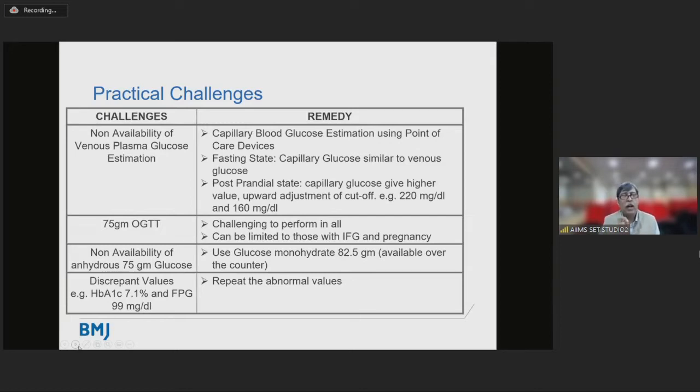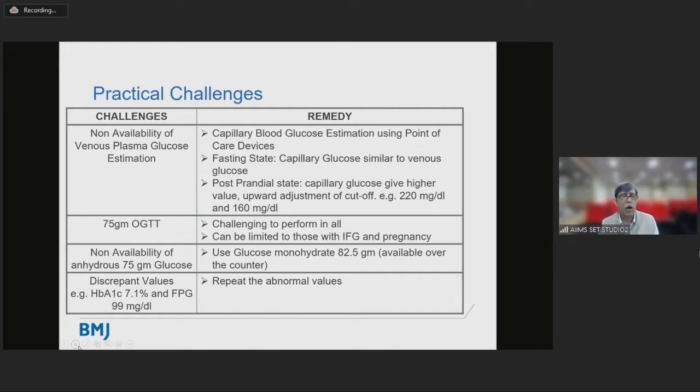In contrast, in the postprandial state, the capillary glucose gives a slightly higher value, and we therefore need an upward adjustment of the cutoff, right? So instead of 200 milligrams per deciliter for the diagnosis of diabetes, it becomes 220. And instead of 140 milligrams per deciliter for the diagnosis of impaired glucose tolerance, it becomes 160.